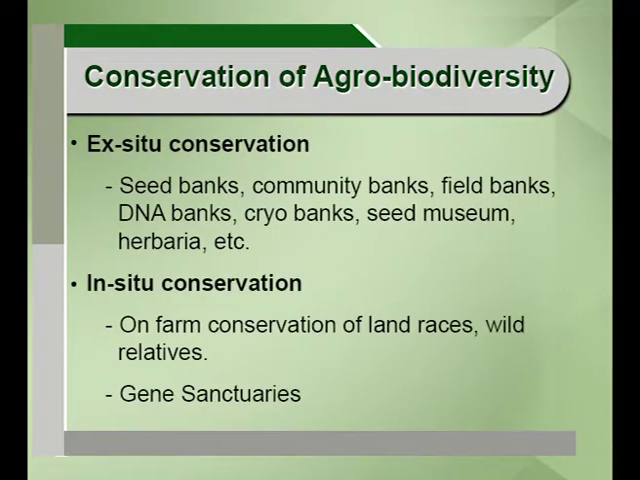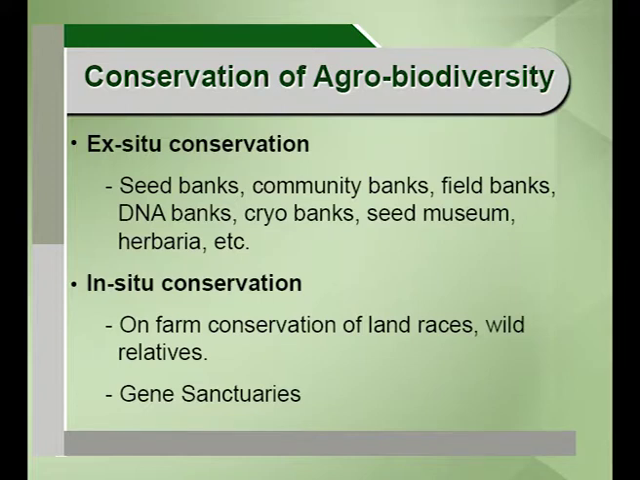In a nutshell, if you look at it, as far as the basic features are concerned, there are two types of conservation strategy. One is the ex-situ conservation, the other one is the in-situ conservation. Ex-situ conservation talks about the conservation of agricultural biodiversity outside the natural habitat. Outside the natural habitat, this agrobiodiversity will be conserved, that is ex-situ conservation. There are many ways. The first and foremost way is seed banks, community banks, field banks, DNA banks, cryo banks, seed museum, herbaria, many approaches are there.